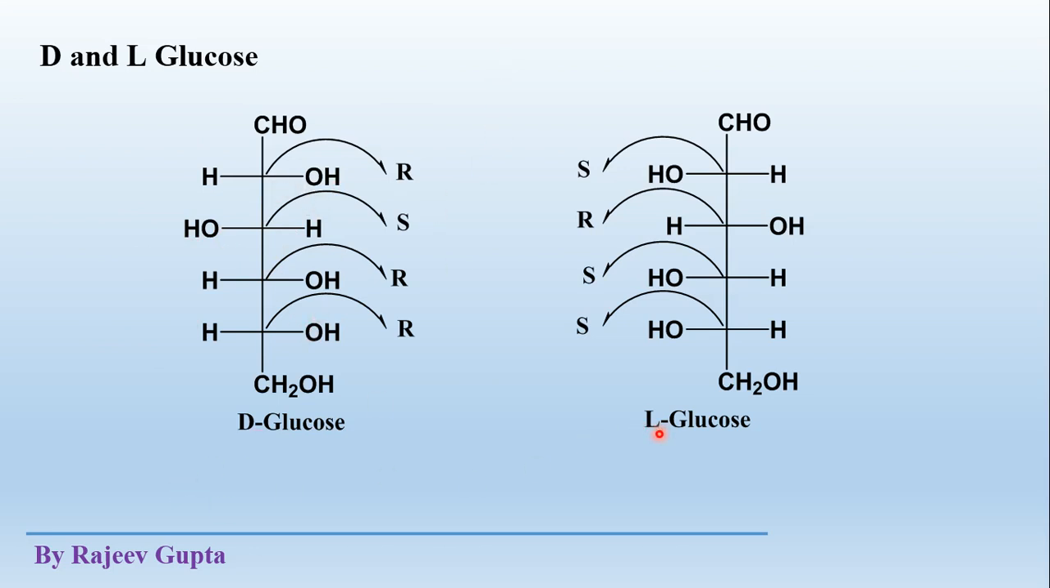D and L configurations, relative configurations, are always enantiomers of each other. See, this D-glucose and L-glucose are exactly mirror images of each other. See here, the OH group at this first chiral center is situated at the right side, but here it lies at the left side. So both are mirror images of each other, not superimposable mirror images, so both are enantiomers.